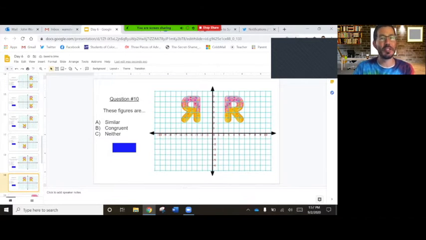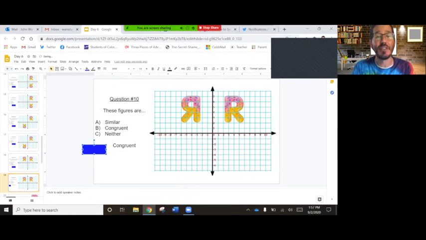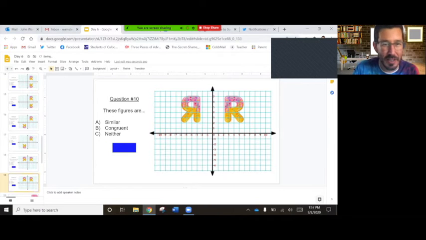All right, and you know what question's coming next. These figures are A, similar, B, congruent, or C, neither. Of course, it's congruent. They're the same size and shape, even if they're facing different directions. I think we're almost done.